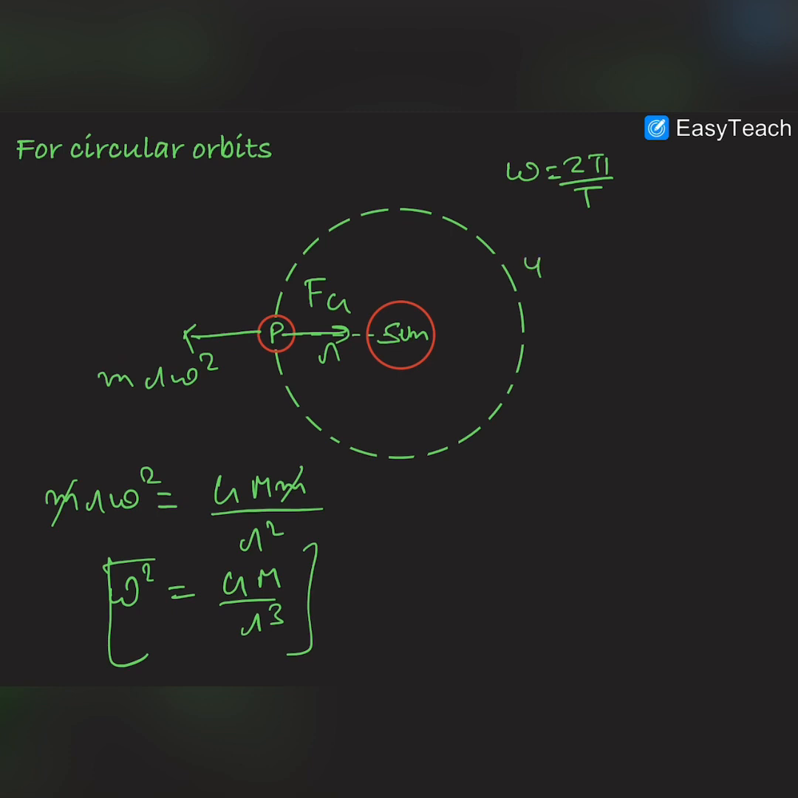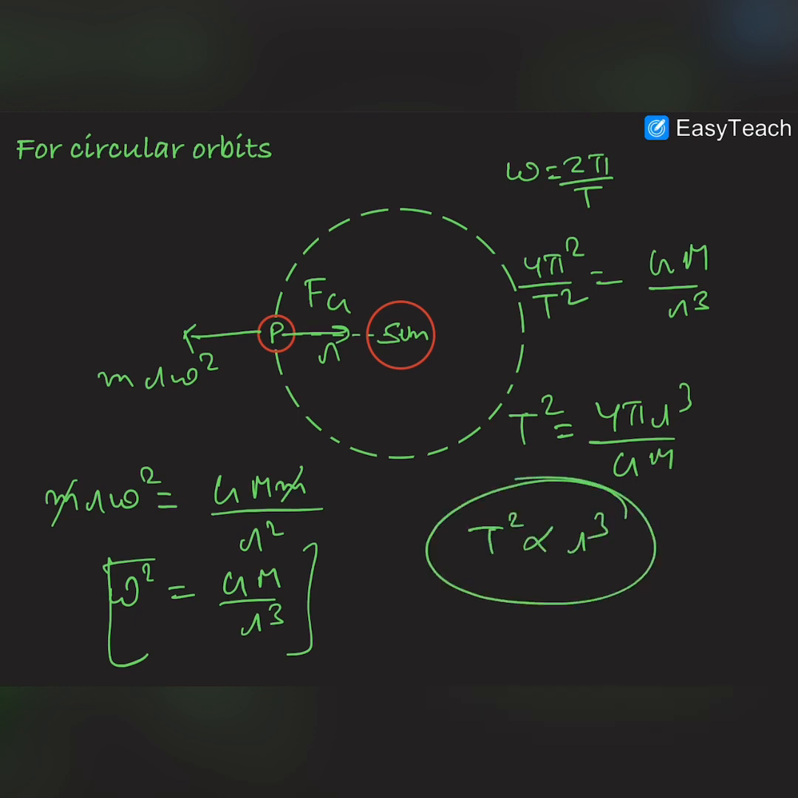So omega square will be 4 pi square by T square, and it is equal to GM by r cube. So you can see that T square is equal to 4 pi square r cube by GM. So T square is proportional to r cube, which means that for circular orbits, obviously the radius is constant, and we can say that the square of time period is proportional to the cube of radius of the circular orbit. Thank you.